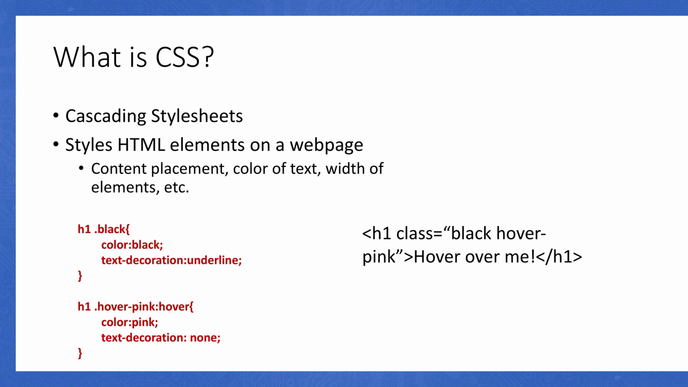Now I'm going to do h1.hover-pink and then :hover. What this does is it selects the h1 element that meets this criteria. So .hover-pink means h1 with a class of hover-pink, and then when you hover over, it's going to change the text to be pink, and it's going to remove the underlining. If you look at the right, you'll have some HTML. Essentially what you're doing is creating some CSS and HTML. The HTML is the actual markup of the elements. The CSS is used to style it. So if this were to be rendered, you would have a link that is black and is underlined, and when you hover over it, it'll change to pink and remove the underlining.